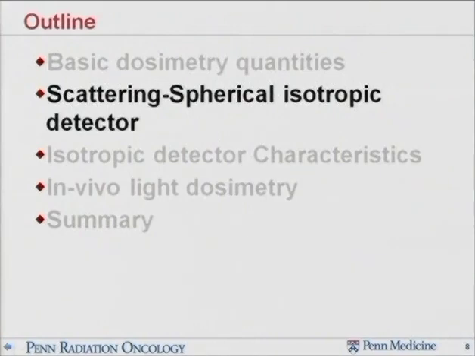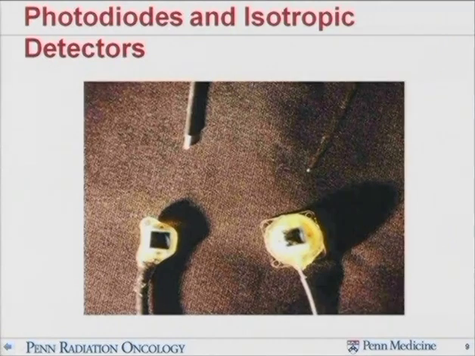So the second one I really want to concentrate on is the spheric scattering sphere-based isotropic detector. These are detectors that have been in existence for a long time. Compare that to a flat photodiode, which is basically a photodiode directly buried into water-resistant material, so you can use that directly.